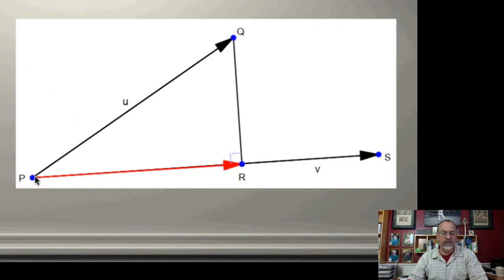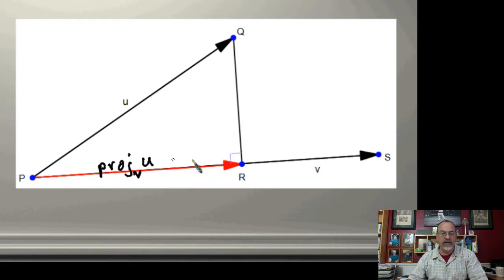So this vector PR is called the projection of U onto V, and you'll see it noted in a couple of different ways, which we'll show you in just a moment. Now, the interesting thing here, well, let me go ahead and write this. So this vector is called the projection of U onto V.